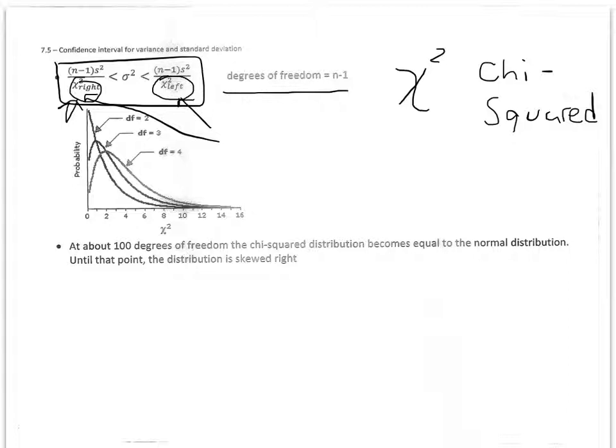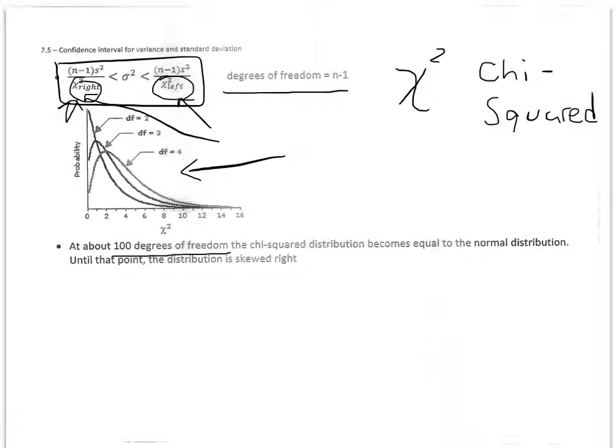Notice that our chi distribution, our chi curve, which is right here, doesn't look like a normal curve to start. But as my degrees of freedom increase from 2 to 3 to 4 all the way up, as you get close to, let's say, 100, for example, it will start to resemble the normal distribution. It is very skewed right otherwise.